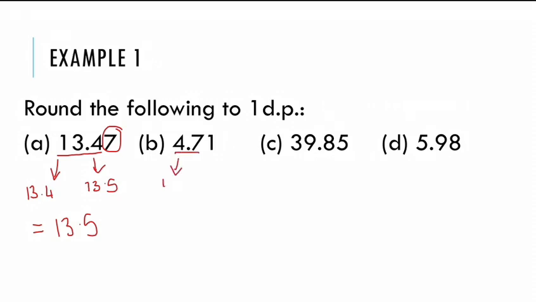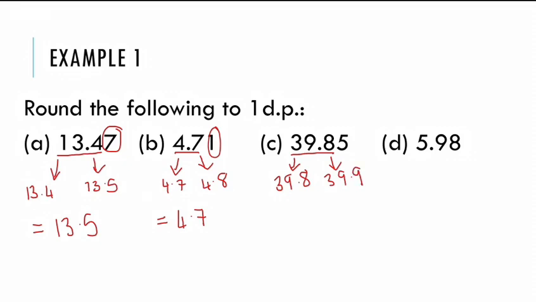So in this case, it's either going to round to 4.7 or 4.8. Since 1 is less than 5, we round down to 4.7. In part C, it's either going to be 39.8 or 39.9. Remember, 5 rounds up, so we round up to the higher number.